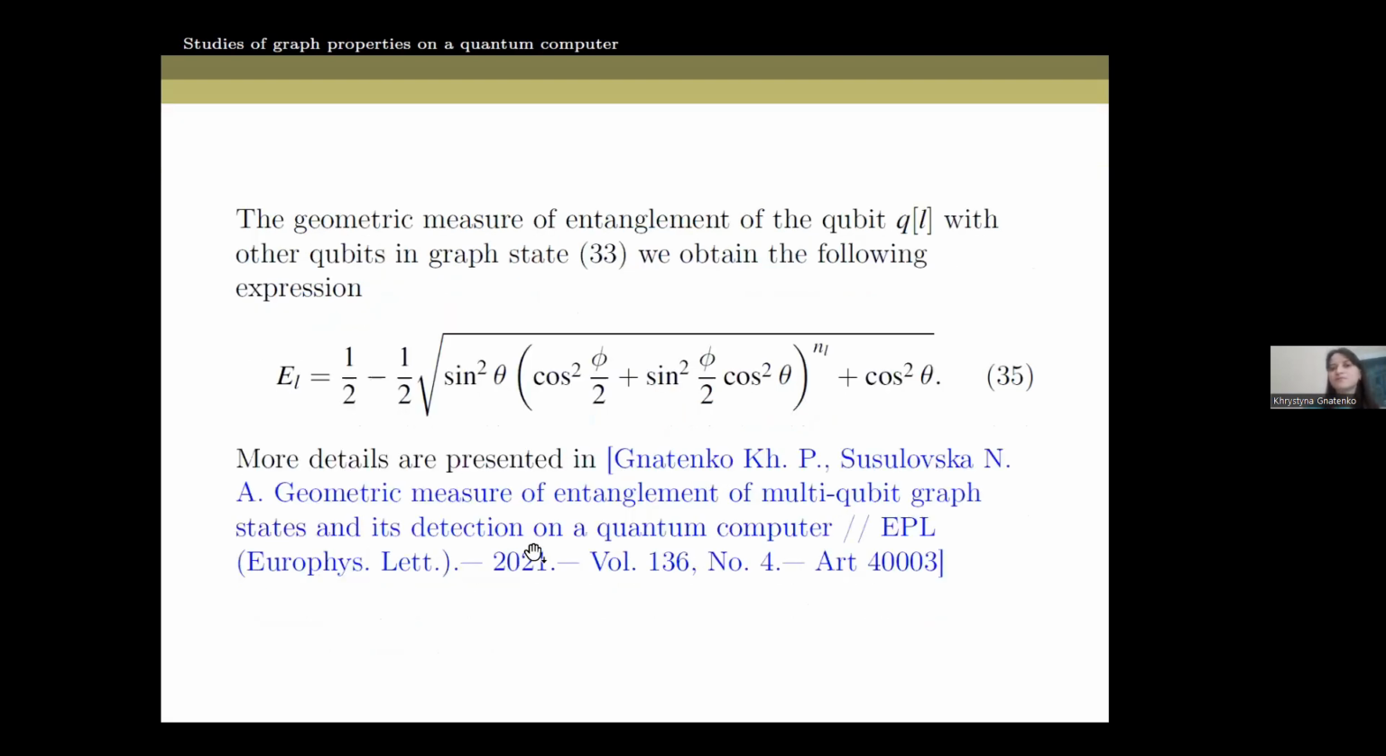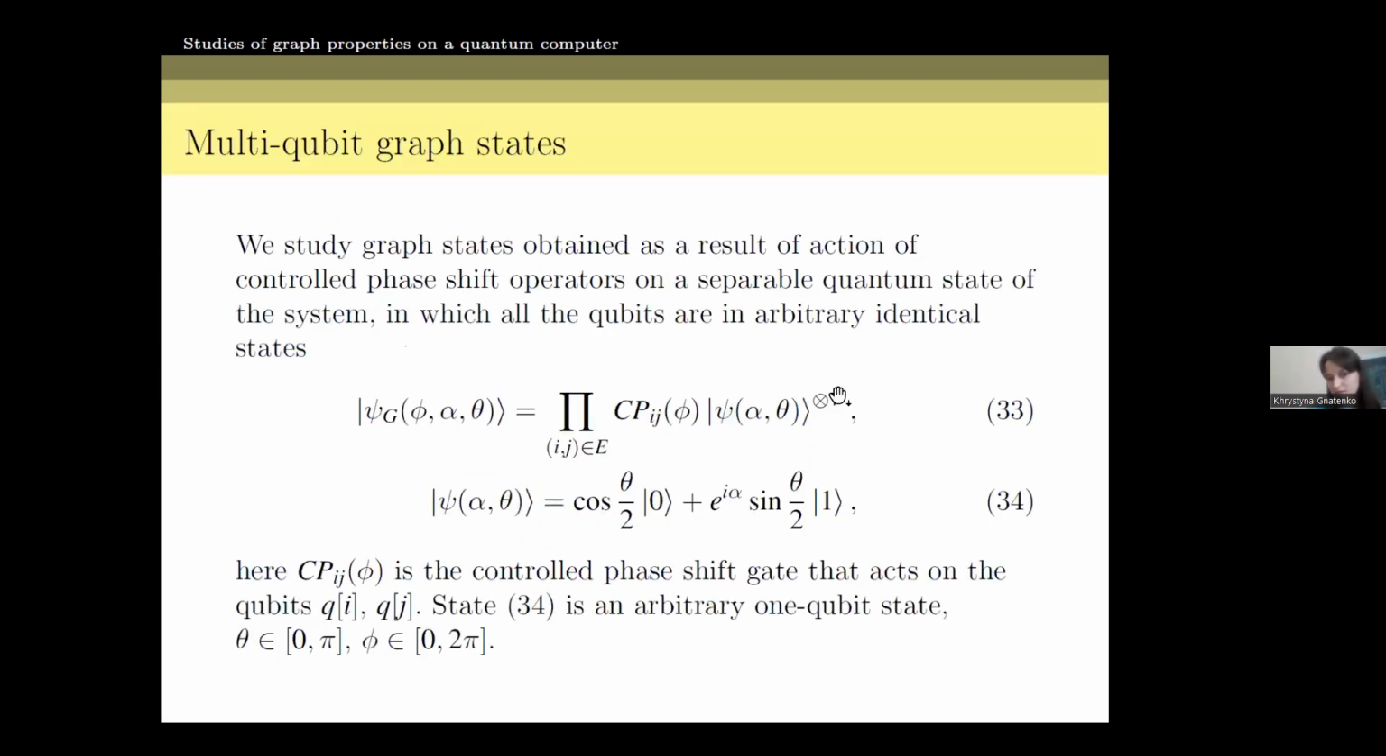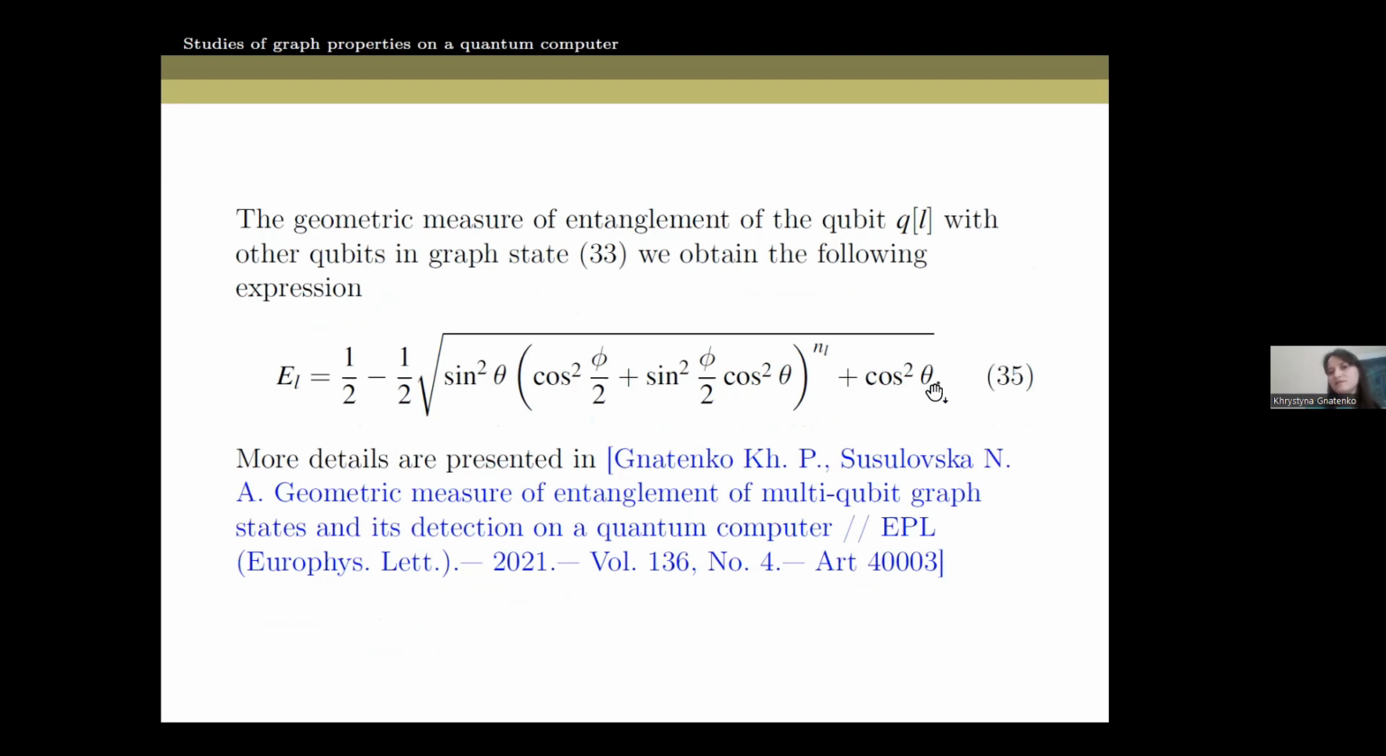And the geometric measure of entanglement of a qubit with other qubits in this graph state is related to this parameter, and this parameter m with index L is the degree of the vertex with index L in the graph. And for more details, you can also find and read this paper.